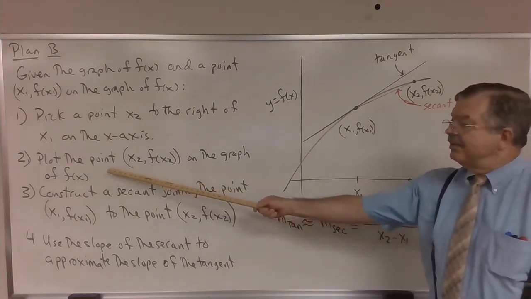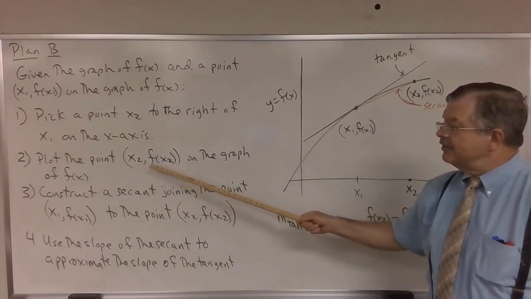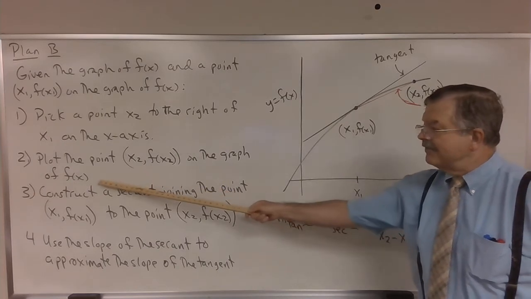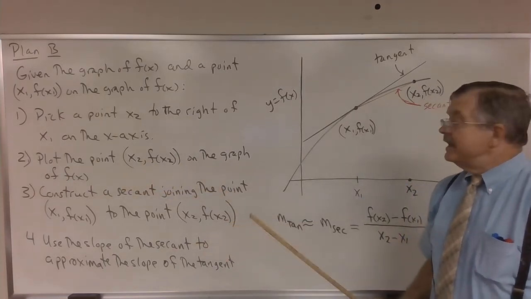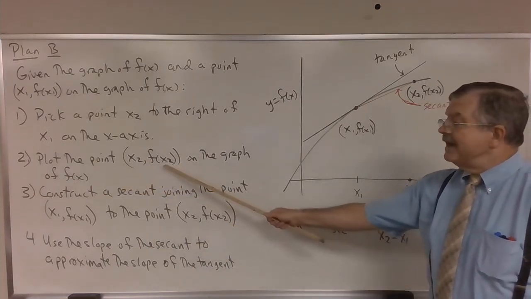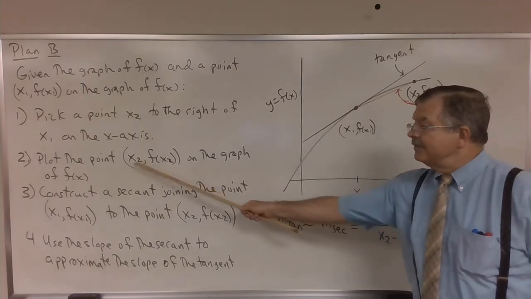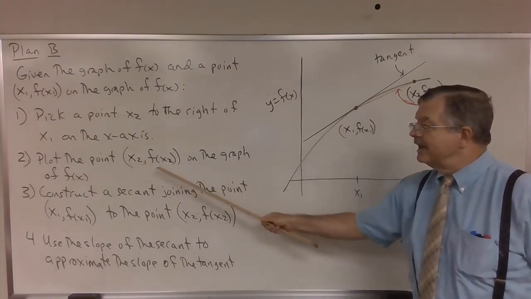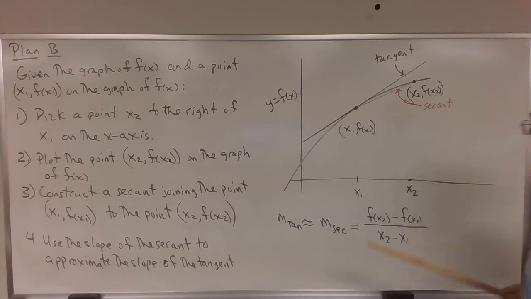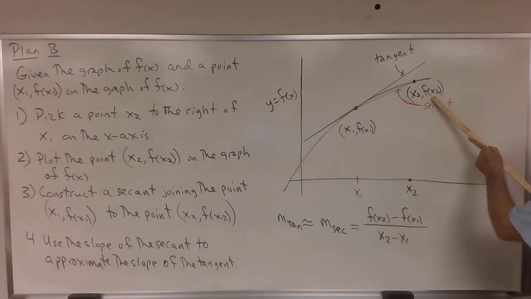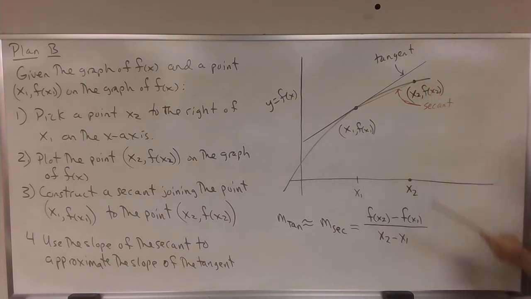Second, it says plot the point x2, f of x2 on the graph of f of x. And we can do that. We can find f of x2. All we have to do is take x2 and plug it into f of x. So we plotted the point x2, f of x2 on the graph of f of x.